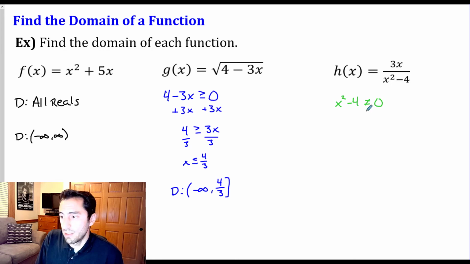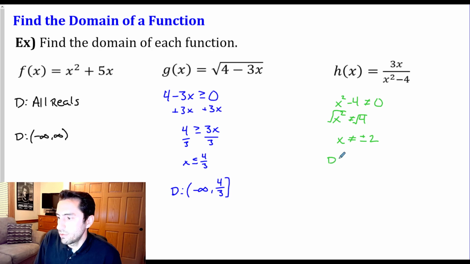And when I solve this, this is going to tell me my numbers that are excluded. So adding 4 to both sides, we know that x squared cannot be 4. And then taking the square root of both of these, we do need that positive negative, so x cannot be positive or negative 2. Right? So to express that as a domain, it can be everything but these two numbers.